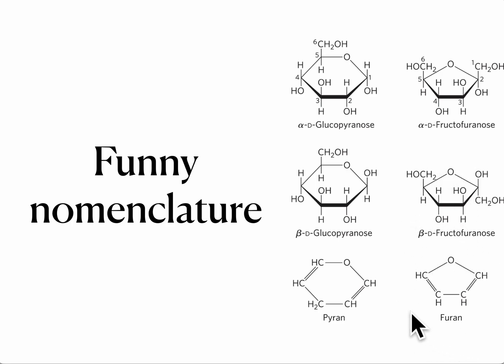So a general rule of thumb is that if they end up with a 5-membered ring, they're likely to be furanoses because they resemble furan. And if the linear structure forms a 6-membered ring in its cyclical form, then it probably looks like pyran and it will have pyranose in its name.